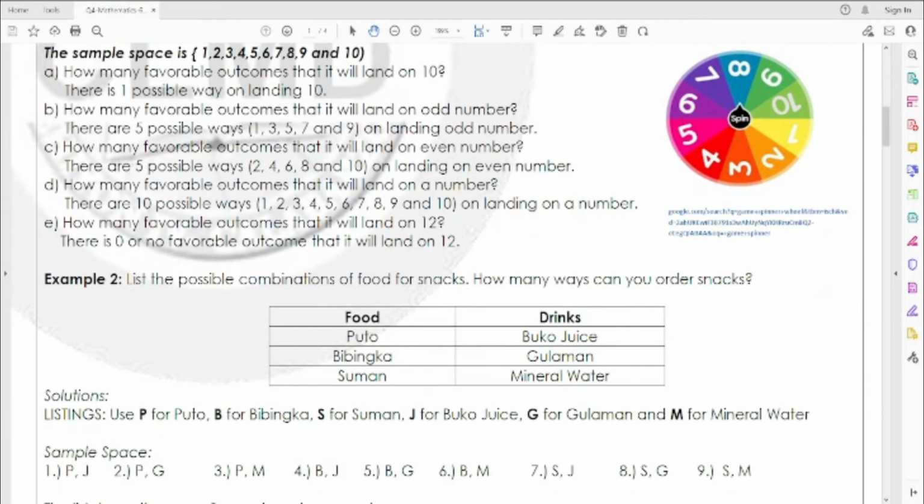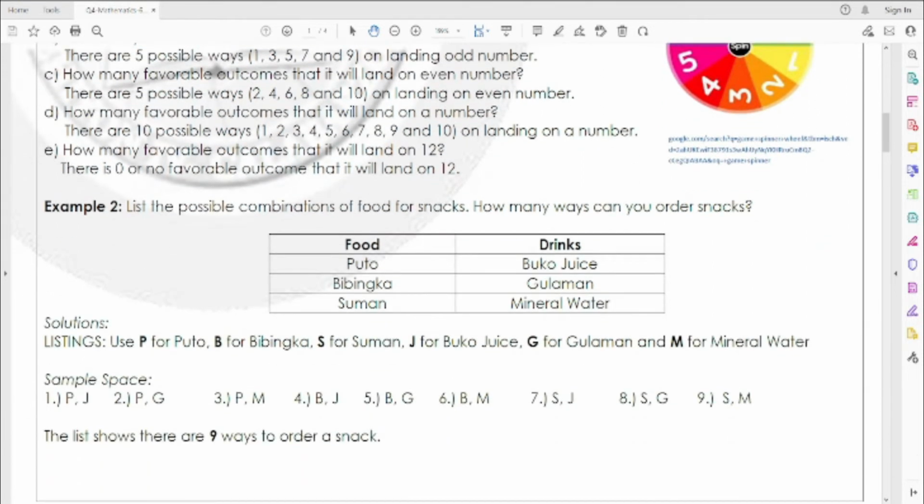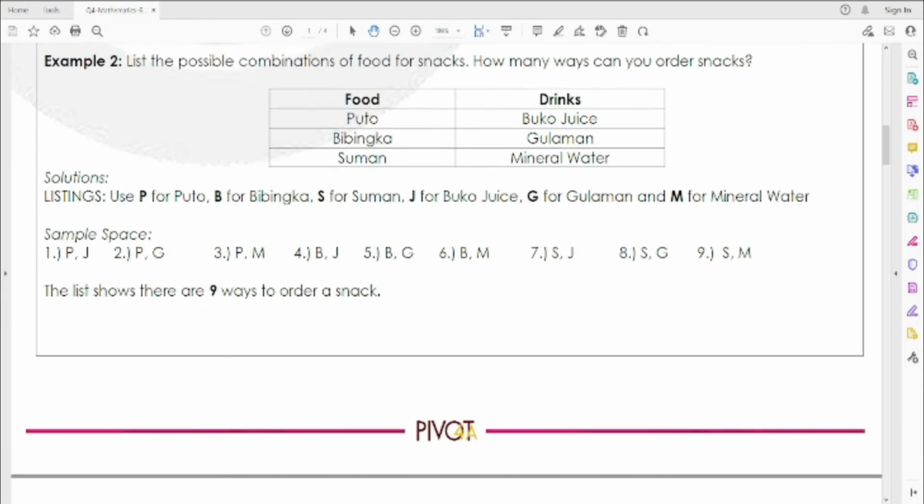Number 2. List the possible combinations of food for a snack. How many ways can you order a snack? In our table, we have food and drinks. For our food, we have puto, bibingka, and suman. While in the column under drinks, we have buko juice, gulaman, and mineral water. So let us see the solution.